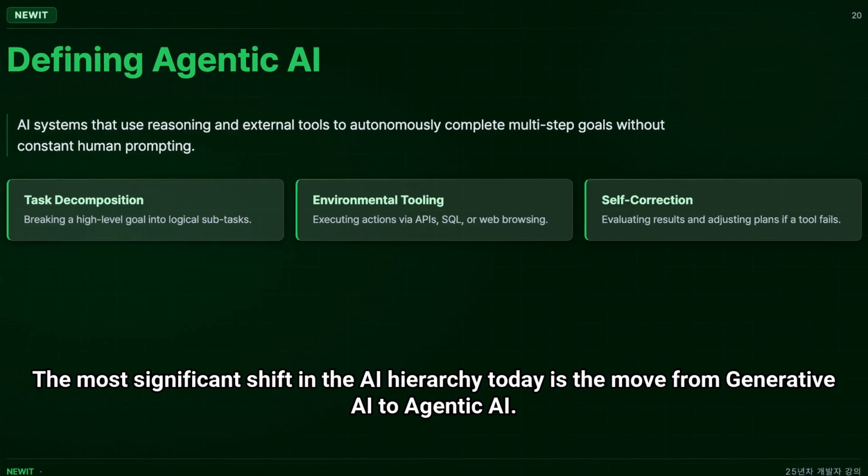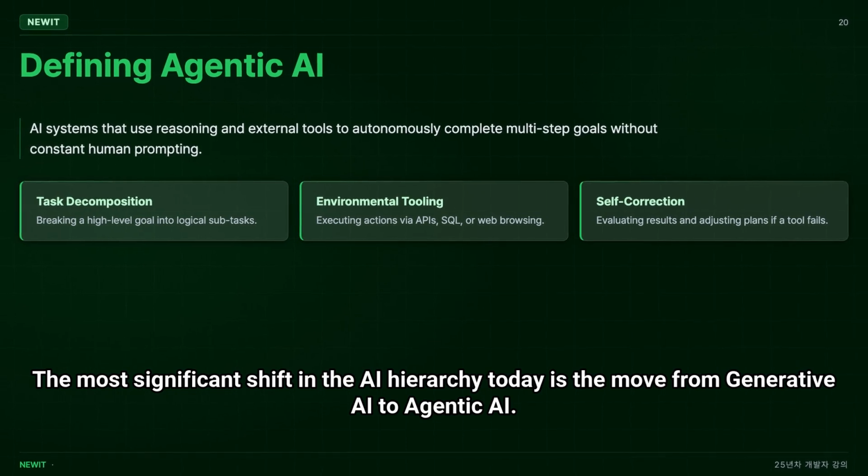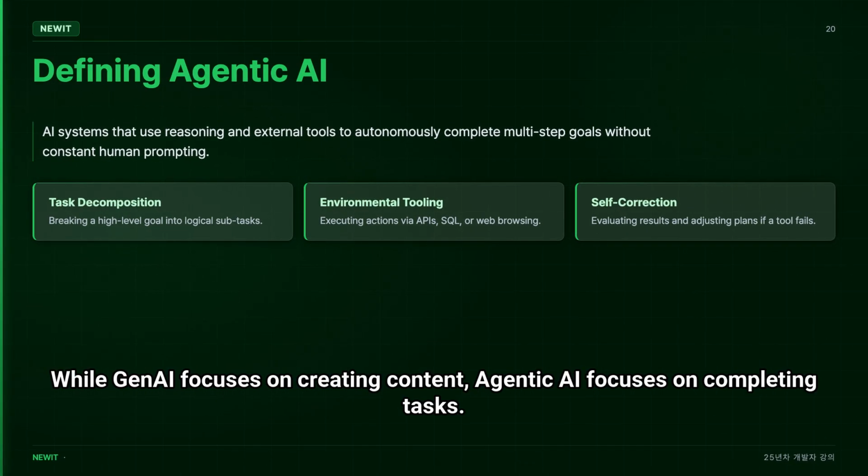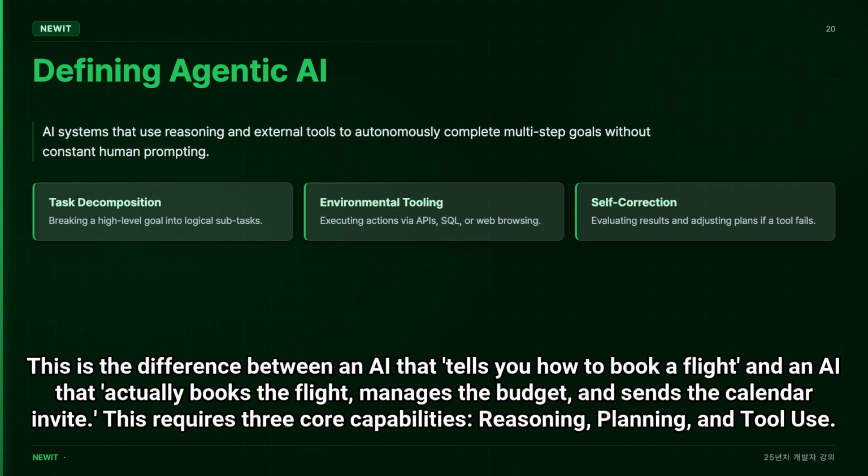The most significant shift in the AI hierarchy today is the move from generative AI to agentic AI. While GenAI focuses on creating content, agentic AI focuses on completing tasks. This is the difference between an AI that tells you how to book a flight and an AI that actually books the flight, manages the budget, and sends the calendar invite. This requires three core capabilities: reasoning, planning, and tool use.